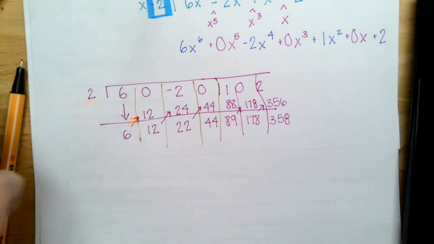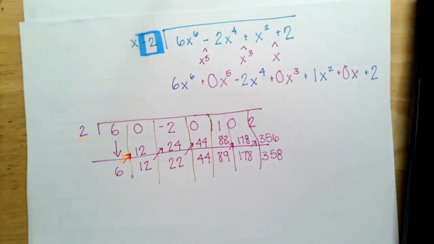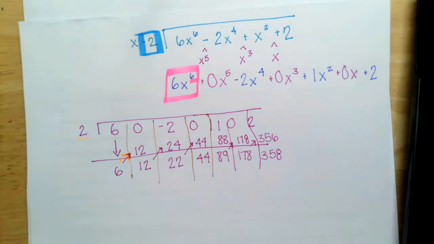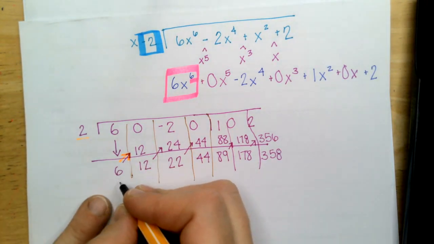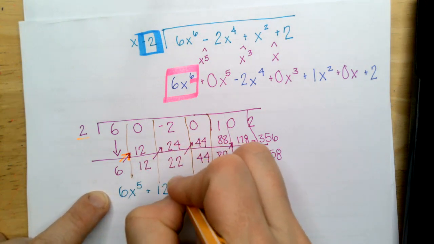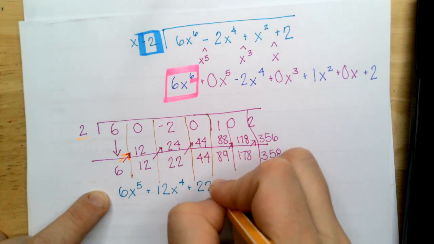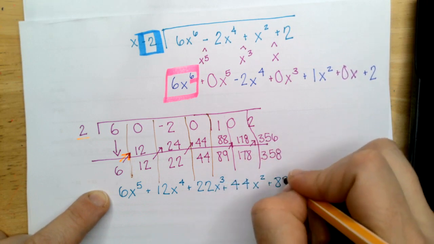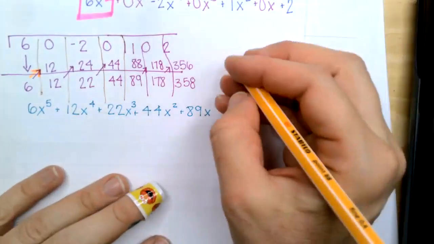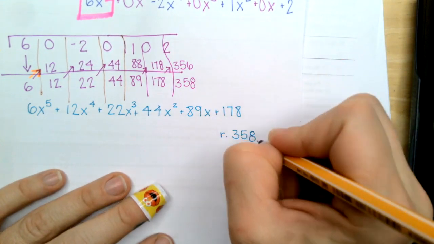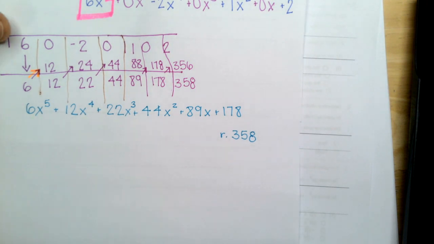Good. All right. This was X to the sixth power. My leading term had an exponent of 6. That means I'm going to take this 6 and give it an exponent 1 less than 6. So 6X to the fifth, 12X to the fourth, 22X to the third, 44X squared, 89x, 178 is my constant, remainder 358. Good? All right. Number 6.